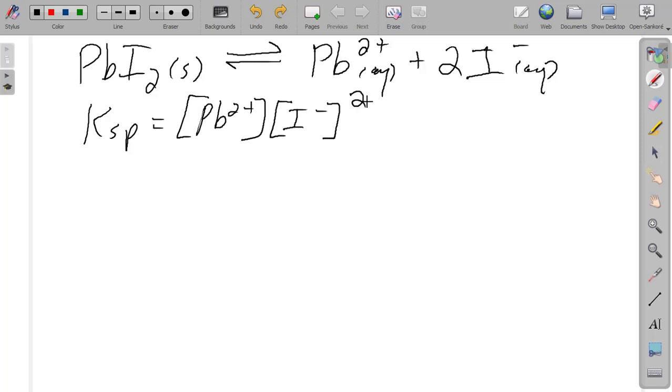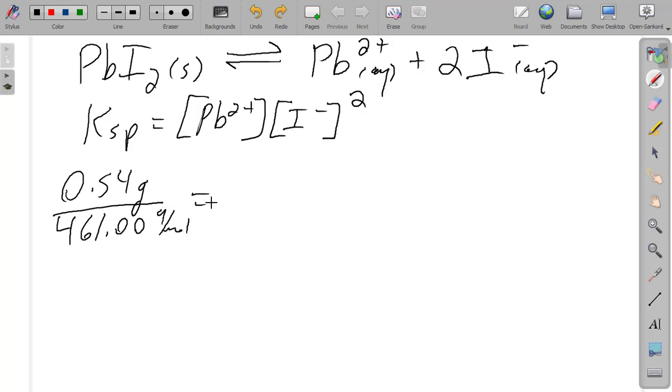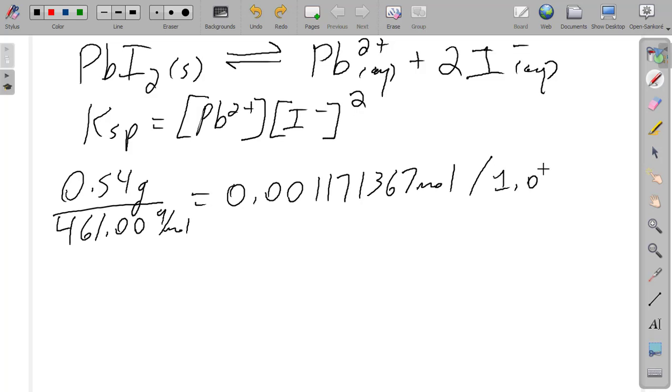And so we were told that 0.54 grams of the lead 2 iodide dissolves into 1 liter. And so in order to figure out moles, because we can't do anything without that, 0.54 grams divided by the molar mass, mass over molar mass, gives you 0.001171367 moles. Now, again, we were given also in there that it is in 1 liter of solution. And let's check the significant digits on that just to be sure. Yes, 1.0 liter of solution.